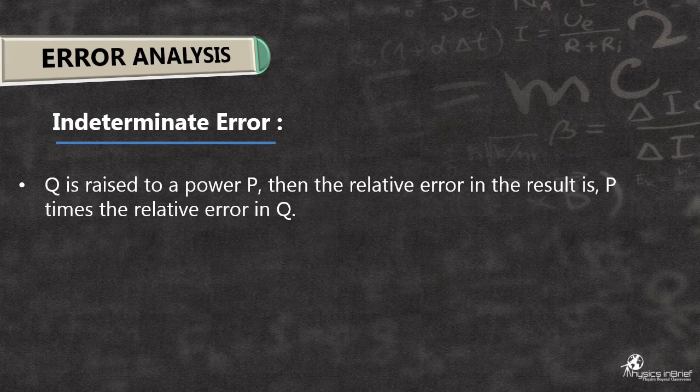If Q is raised to a power P, then the relative error in the result is P times the relative error in Q.